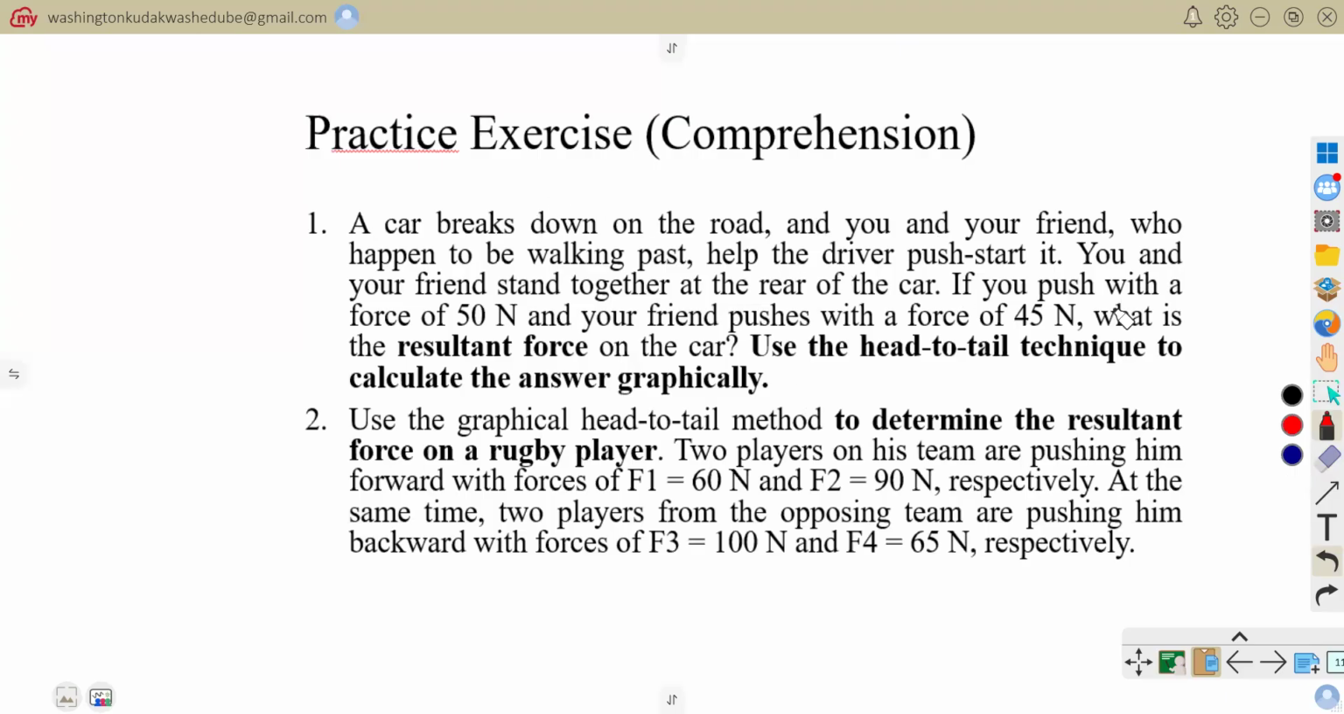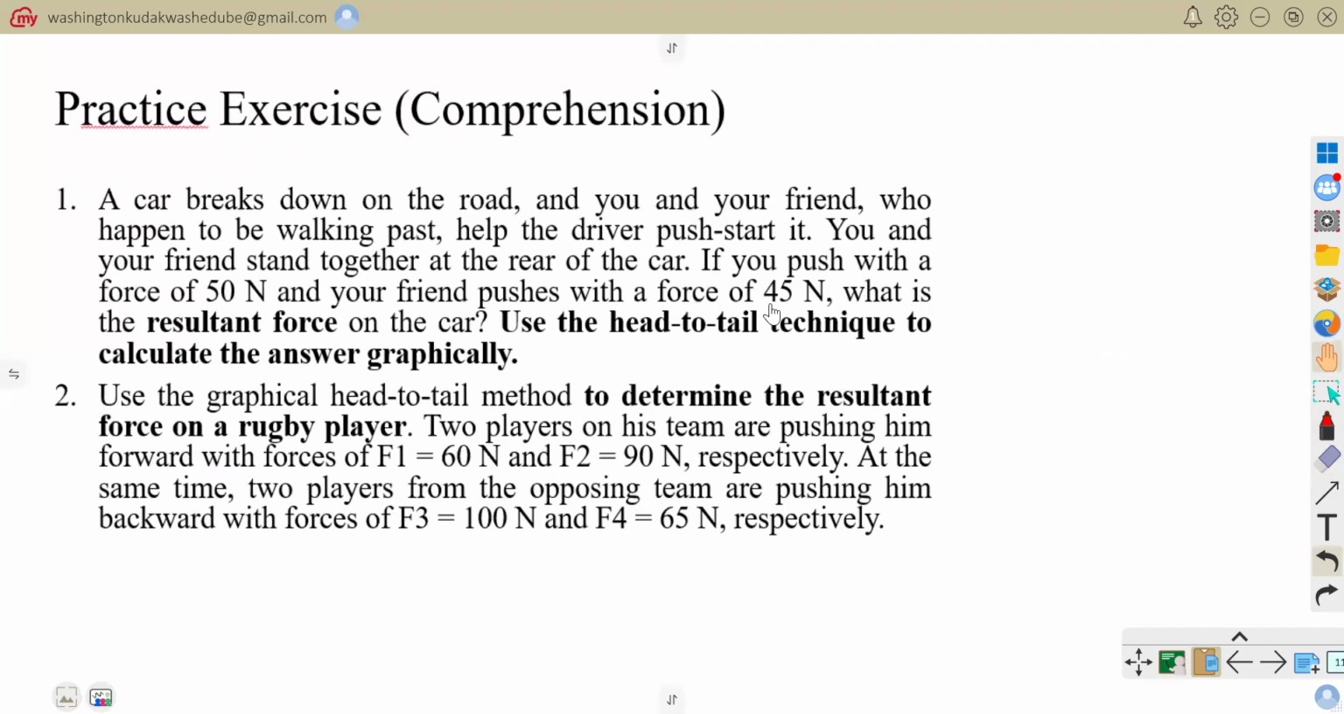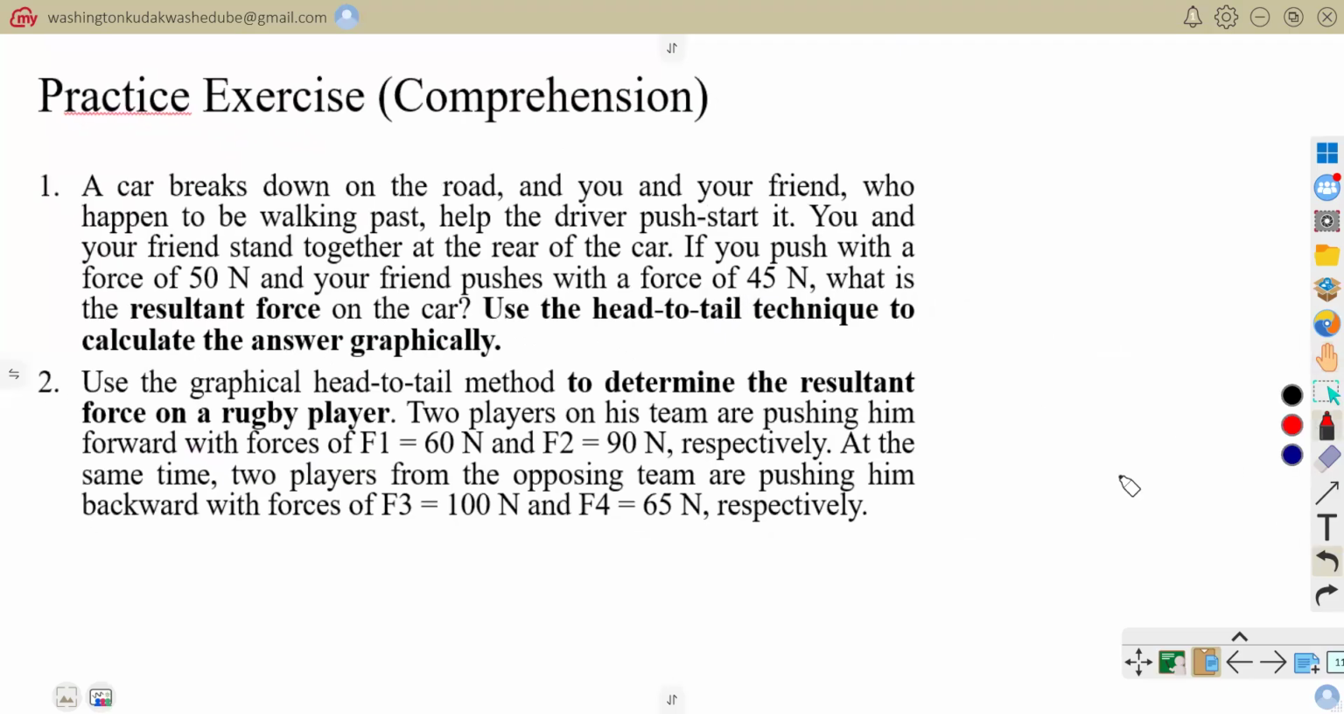So this is our practice question. Allow me to move this towards this side, so that we can use the space this side. So the first one is saying, a car breaks down on the road. So let's say that you have got a car. I'll simply draw a car like we used to draw when we were in preschool. Forgive me if I don't represent it as well as you would wish, but using our preschool diagrams, I'm sure we can understand each other.